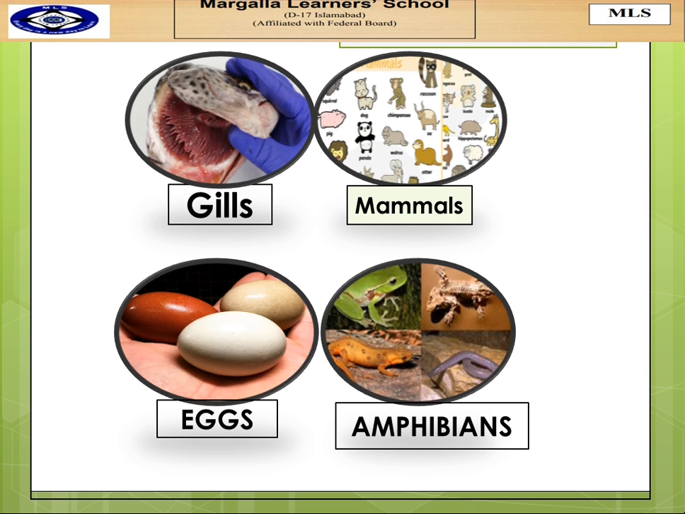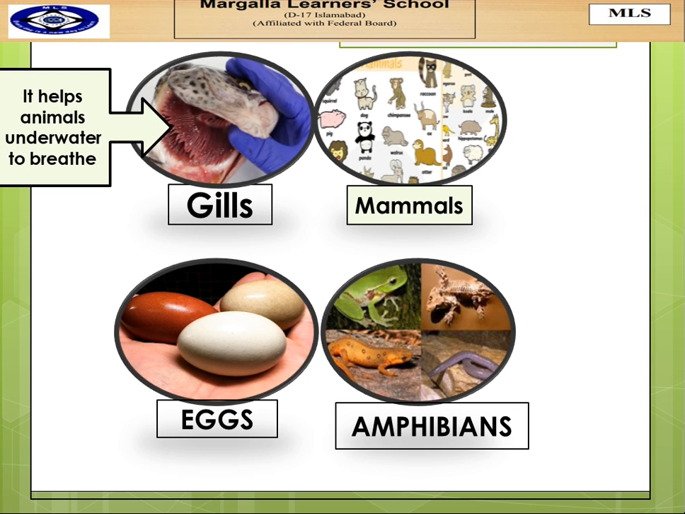Gills. Gills are used for breathing. Those animals who live underwater, they use gills to breathe.